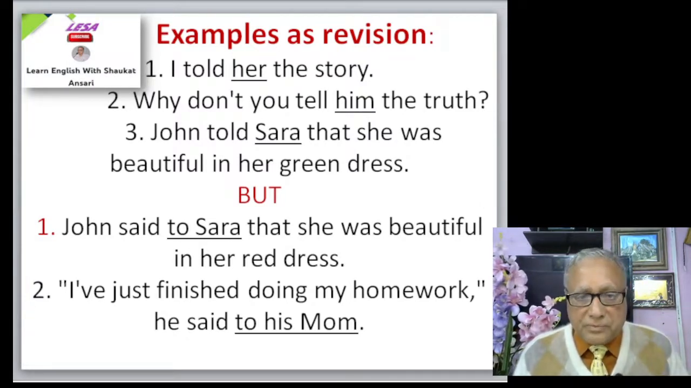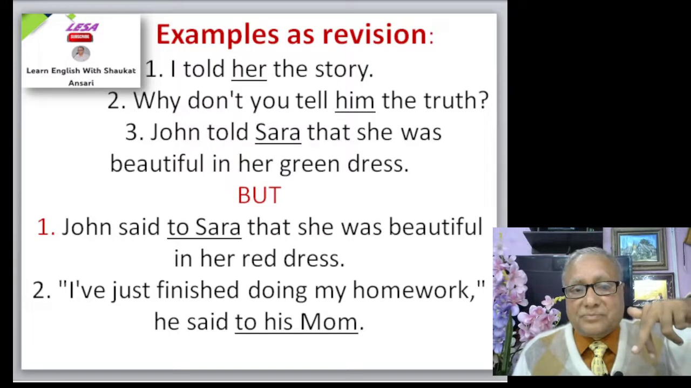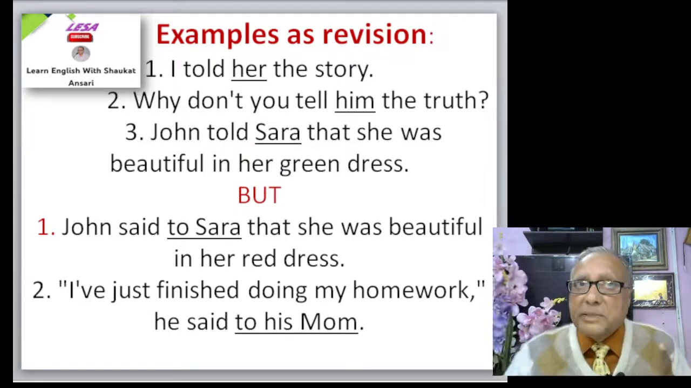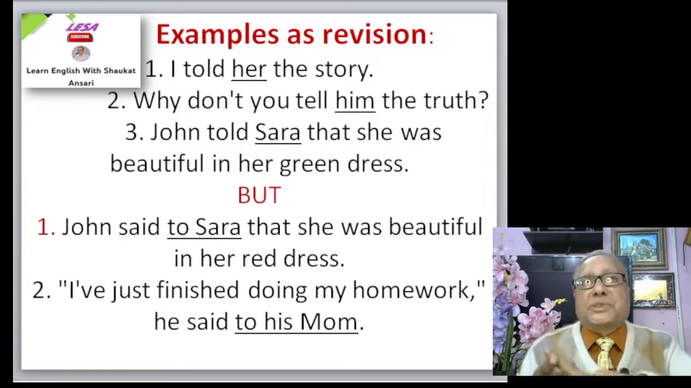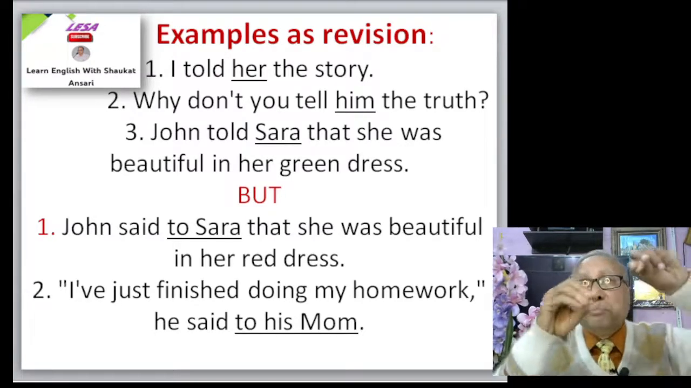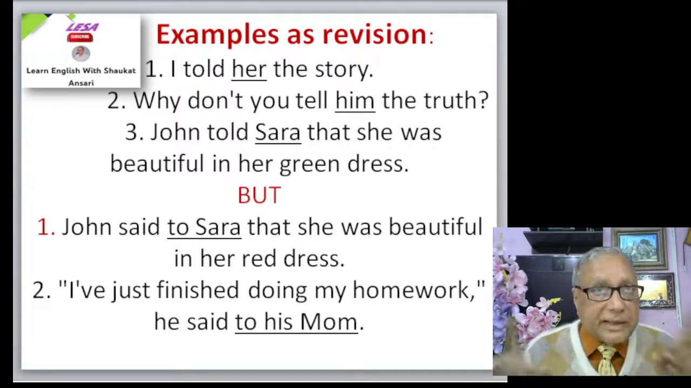Sentence number 2, I have just finished doing my homework. He said to his mom. He told me. He told Rakesh. He told Mukesh. But he said to Mukesh. He said to Rakesh. He said to me. Clear? This is the difference. He told me a story. Okay? And he said to me a story. This is a difference.